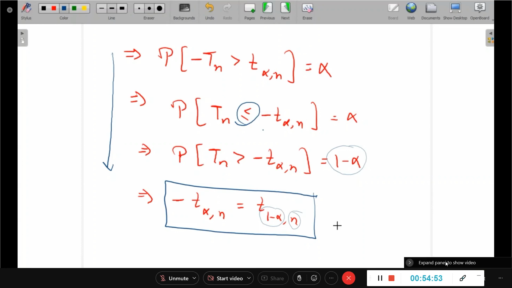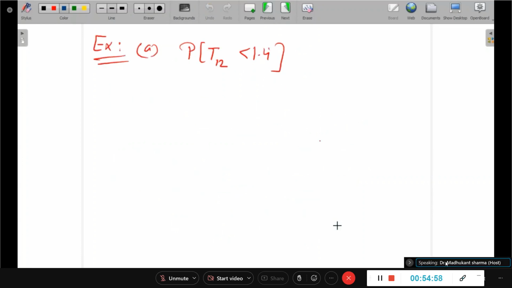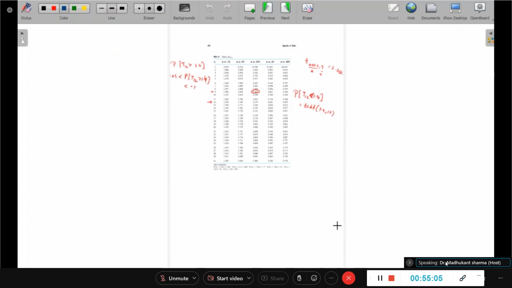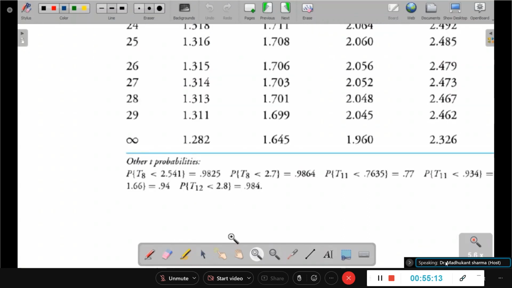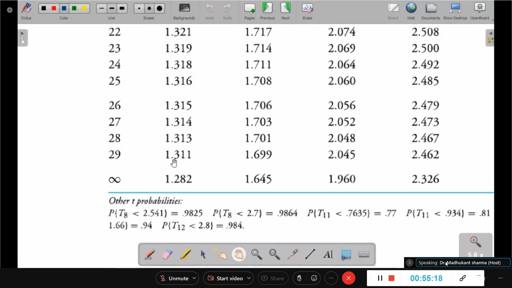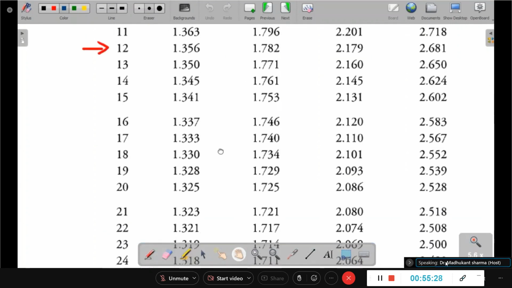Okay, right. So let's try to see this problem: the probability that T12 is less than 1.4. We want to look at this. So we have the following table, the t distribution table. The probability that T8 is less than 2 point something is given here as an example, and you can understand that from there.